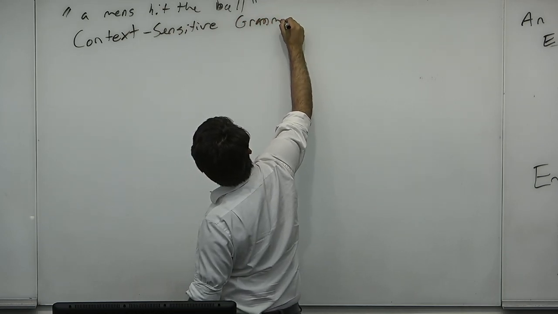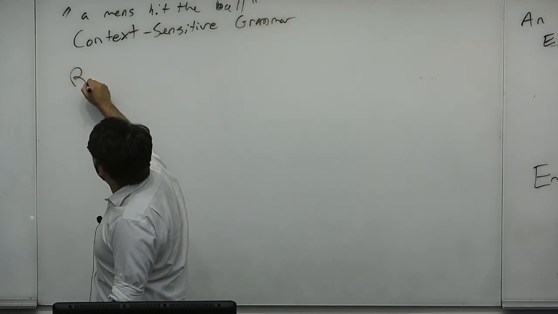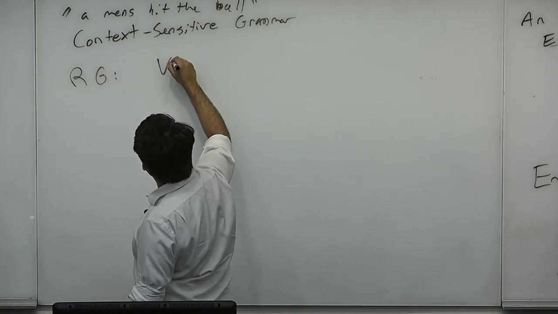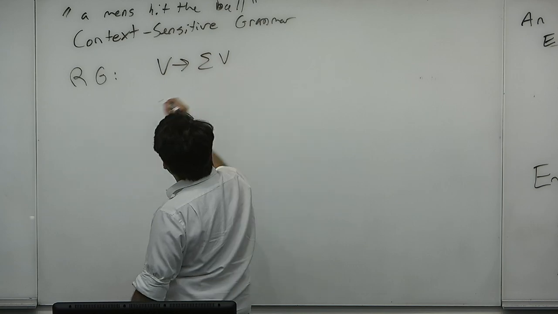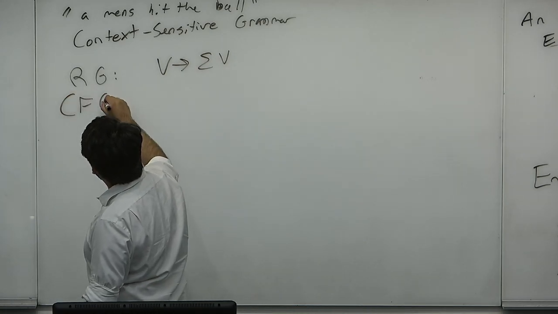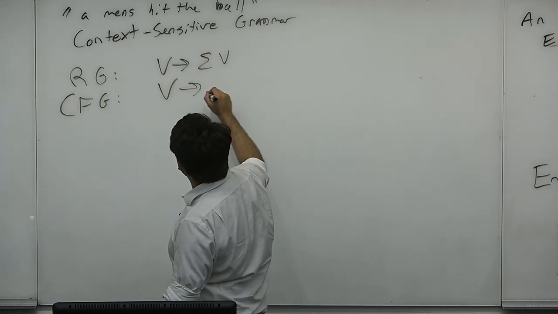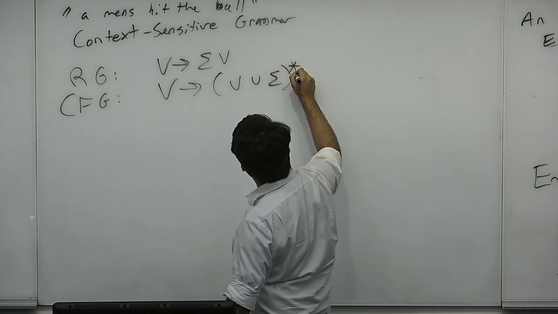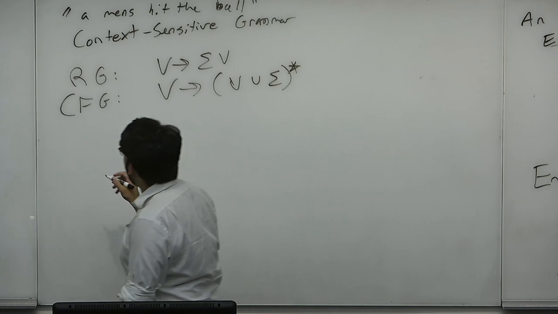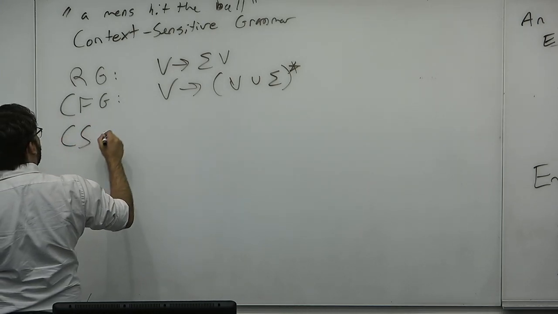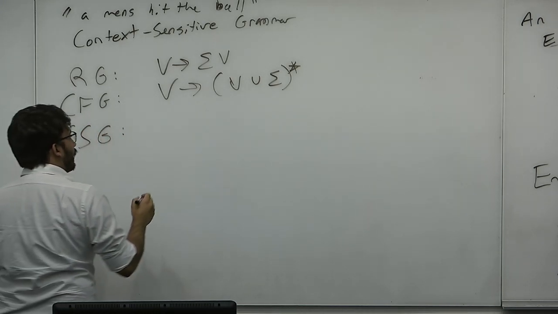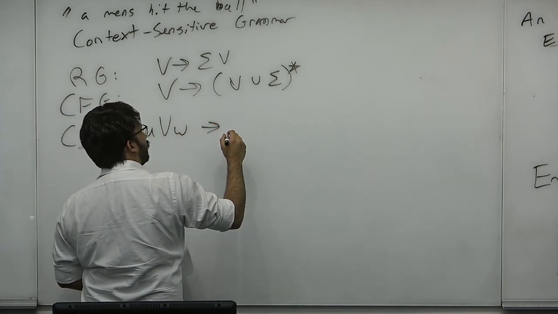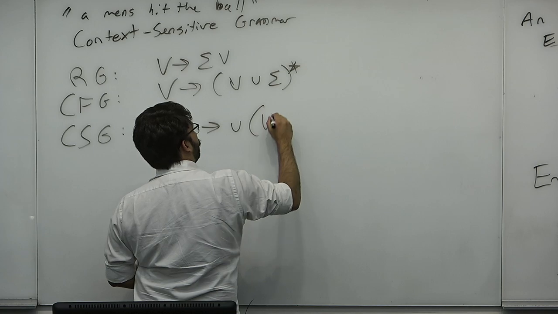Which is like a context-free grammar, but it's a generalization. A regular grammar has rules that are like V goes to sigma V. A context-free grammar has rules that are like V goes to (V union sigma) star, so any string of terminals or non-terminals. But a context-sensitive grammar has rules that go like U V W goes to U (V union sigma) star W.